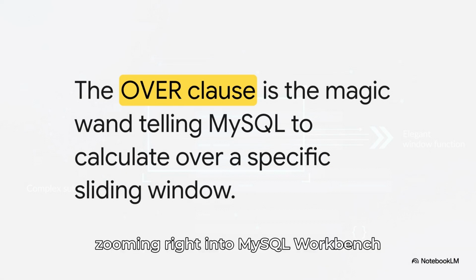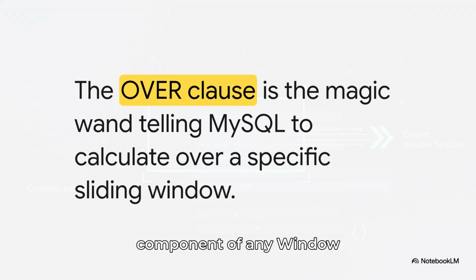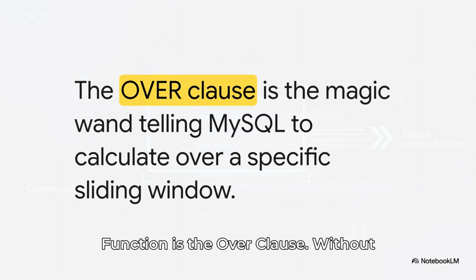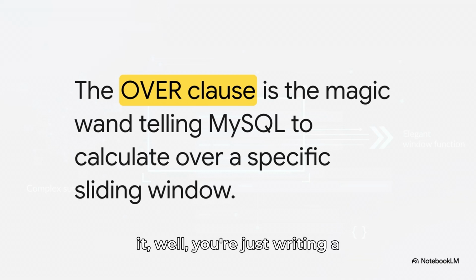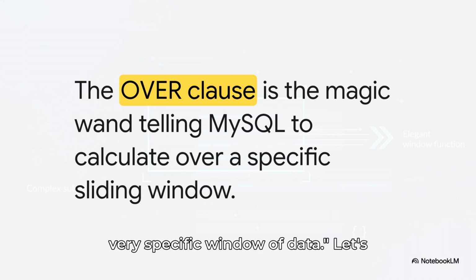Okay, let's talk syntax. Imagine we're zooming right into MySQL Workbench for a second. The absolute mandatory component of any window function is the over clause. Without it, well, you're just writing a standard aggregate function. The over clause is essentially the magic wand that tells the MySQL engine, hey, I want to perform this specific calculation over a very specific window of data.